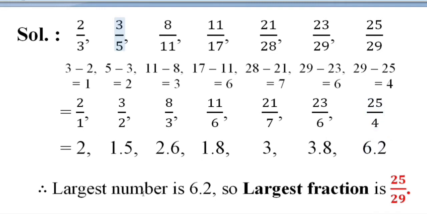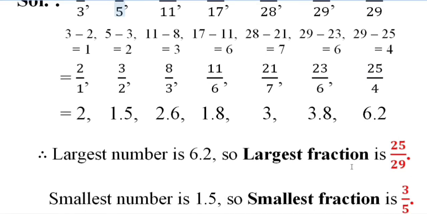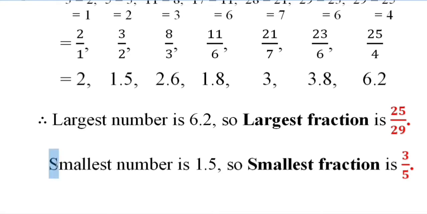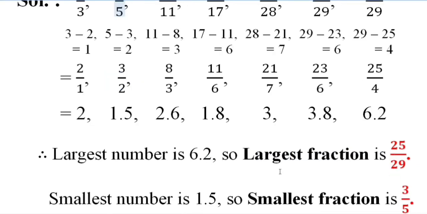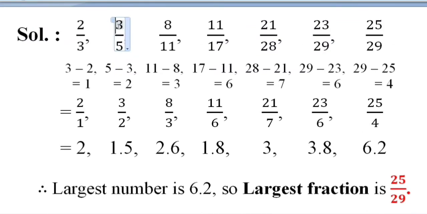The largest number is 6.2, so the largest fraction is 25 by 29. And the smallest number is 1.5, so the smallest fraction is 3 by 5.